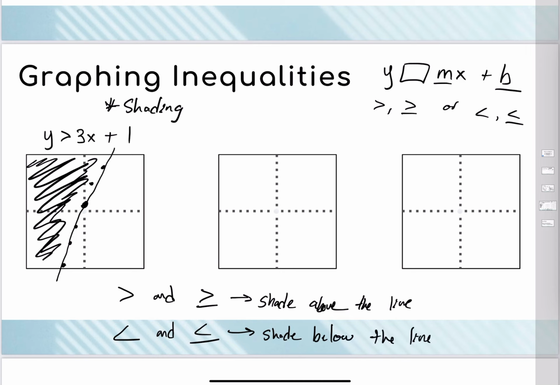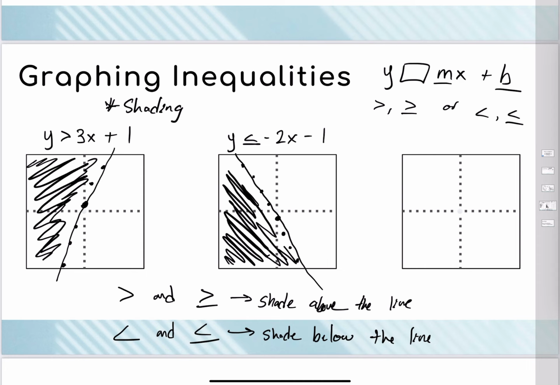To show you one of those, we could do y is less than or equal to negative 2x minus 1. We know negative 1 is our y-intercept, and we have a slope of negative 2, or negative 2 over 1, so down 2 over 1, down 2 over 1. There we go, we have our line, and now because it's a less than or equal to, we'll shade below that line.